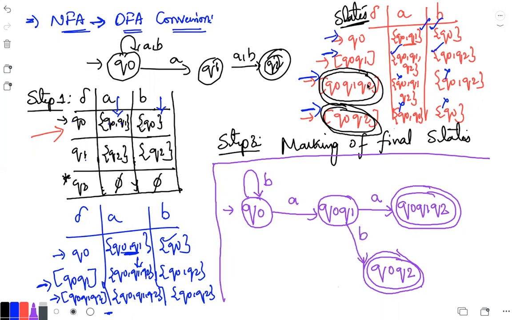Come to the third state. {Q0, Q1, Q2} on A is the same state, itself, so self-flow. Now {Q0, Q1, Q2} on B is not Q2, it is {Q0, Q2}. The last state, {Q0, Q2} on A, is {Q0, Q1}. 1 second, guys. Q0 on B is Q0.